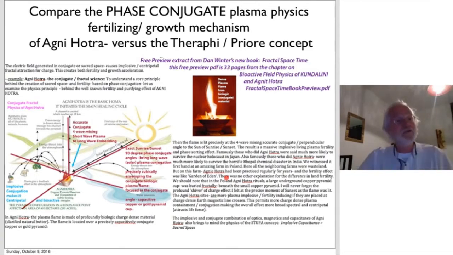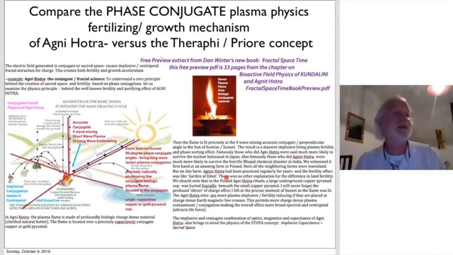And by the way, there's an inverted pyramid underground, and the pyramid they lighted in, which is copper or gold, is capacitively conjugate. So you have a narrow spectral conjugation, the capacitance of that pyramid. You have atomic conjugation, which is the plasma of the lit butter itself. And then you have long wave phase conjugation embedded precisely with the right angle to the sun at precisely sunrise, sunset. And my hair stood up dramatically, and there was a radiance of immense healing. I mean, fertility would spread and harmony in the land.